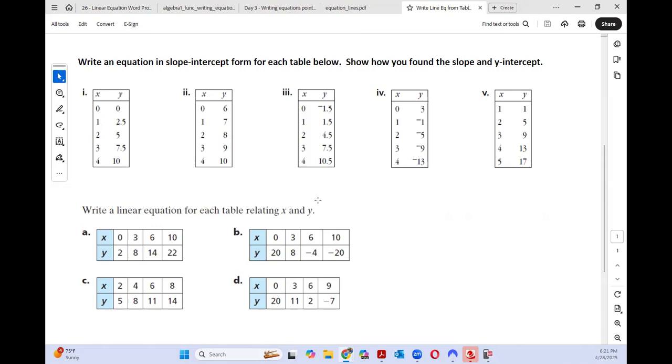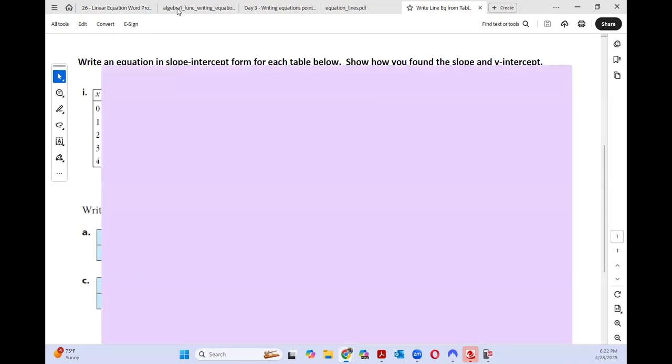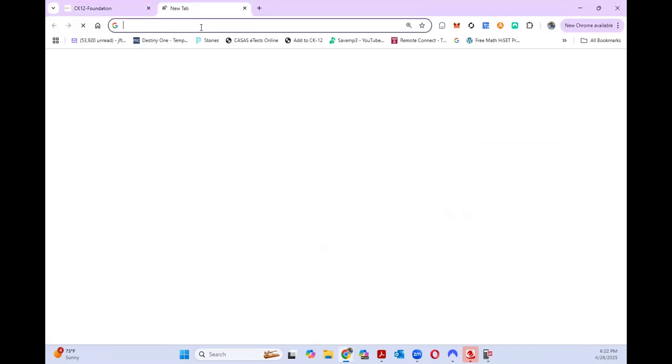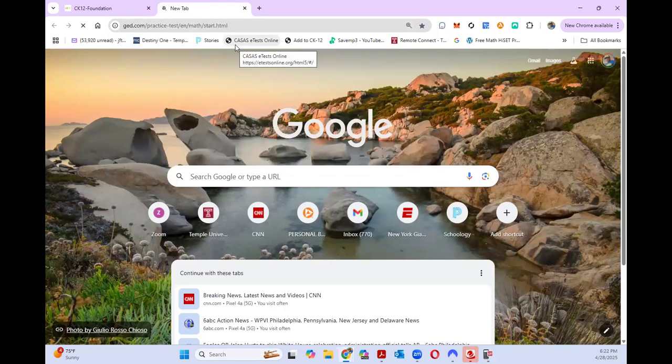This table here. As a matter of fact, I'm going to show you an actual GED question with a table. It's very important you understand the table. So let me go to GED math practice, with a table.